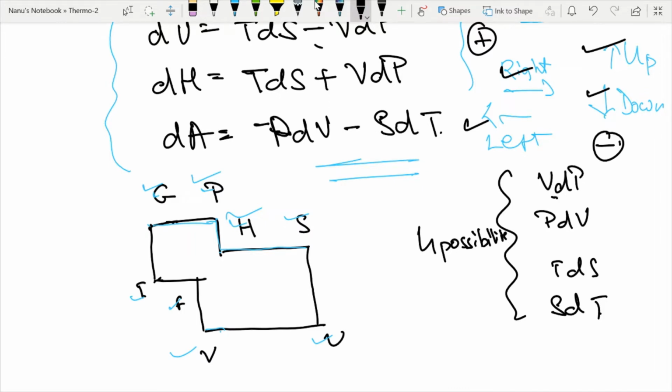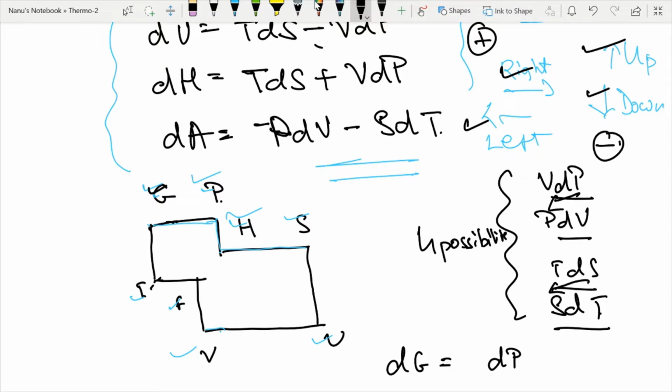Very easy to remember. It's VDP or PDV. It's TDS or SDT. Very easy to remember the possibilities. And how is it done? So see, for G, P is on the right, T is below. So if I'm writing DG, P is on the right, so I have to write DP.